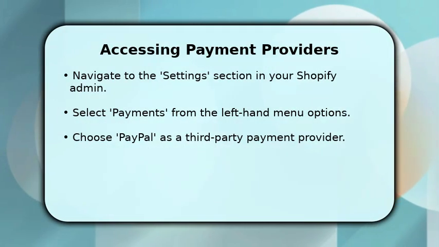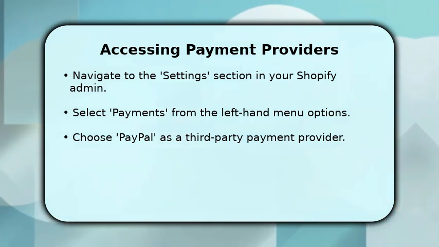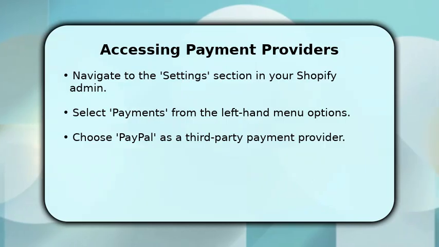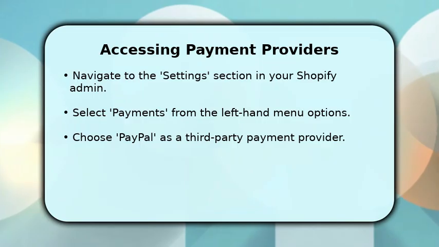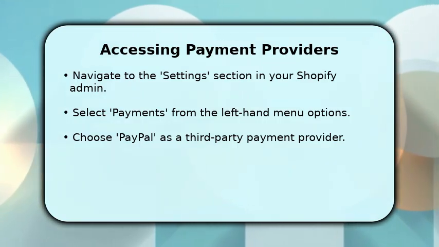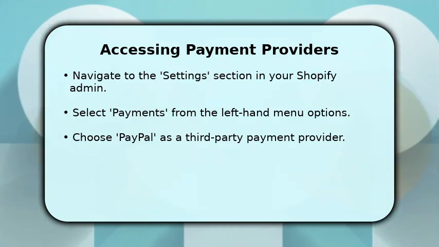To begin, log into your Shopify admin dashboard. On the left sidebar, locate and click on Settings. From the Settings menu, select Payments. Here, you will see various payment options. Look for the PayPal section, which is typically listed under third-party providers or supported payment methods.